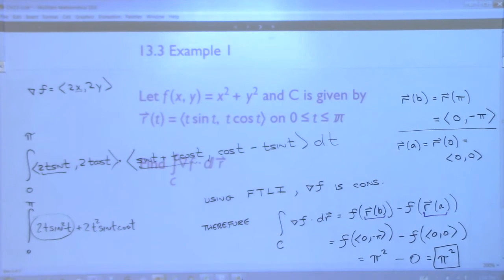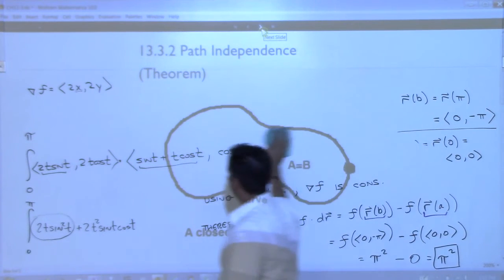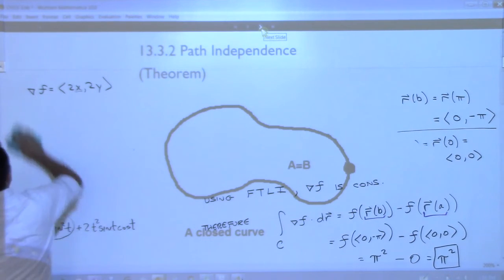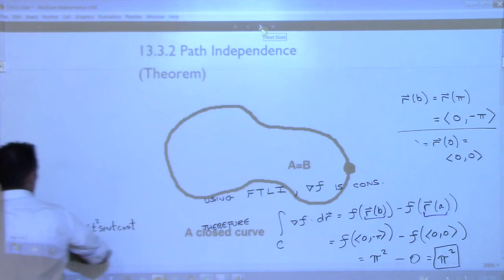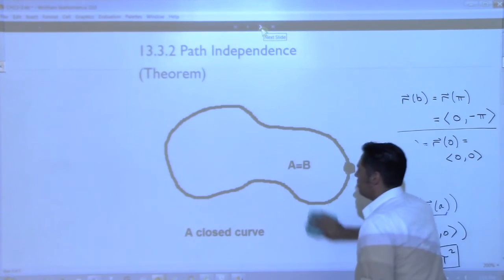Could you use this method to solve some of these previous problems that we've done? As long as they're conservative vector fields, which kind of leads us to where we're headed here. How do we know if it's conservative or not, right? Okay, so path independence, this is a theorem. And I've already stated this, I've already mentioned this, but check this out.